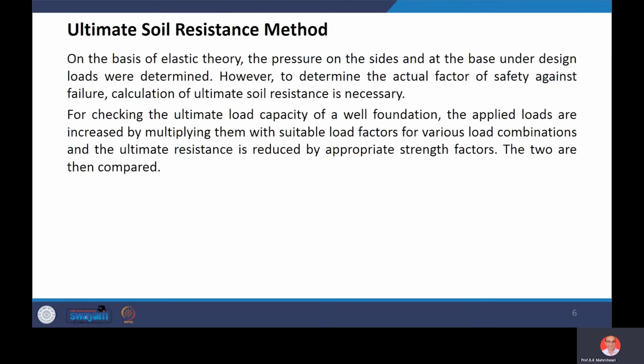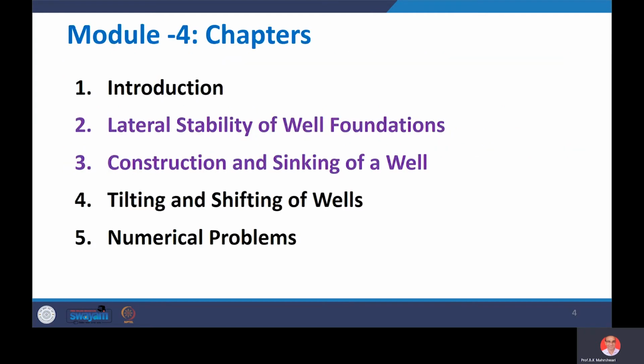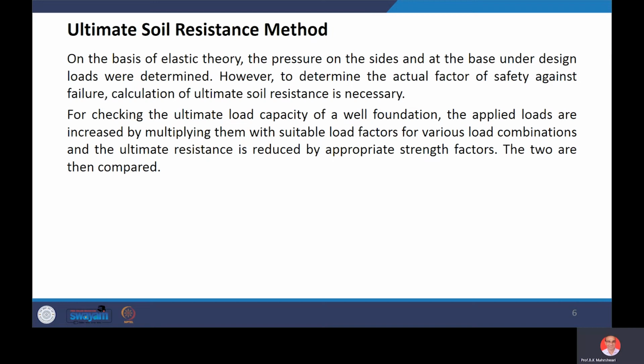In the ultimate soil resistance method, on the basis of elastic theory, the pressure on the sides and at the base under design loads were determined. However, to determine the actual factor of safety against failure, calculation of ultimate soil resistance is necessary. For checking the ultimate load capacity of a well foundation, the applied loads are increased by multiplying them with suitable load factors for various load combinations, and the ultimate resistance is reduced by appropriate strength factors, and the two are compared. So what is done here? The loads are multiplied by some factor, while the resistance is reduced by appropriate strength factors. So 2 things will be done.